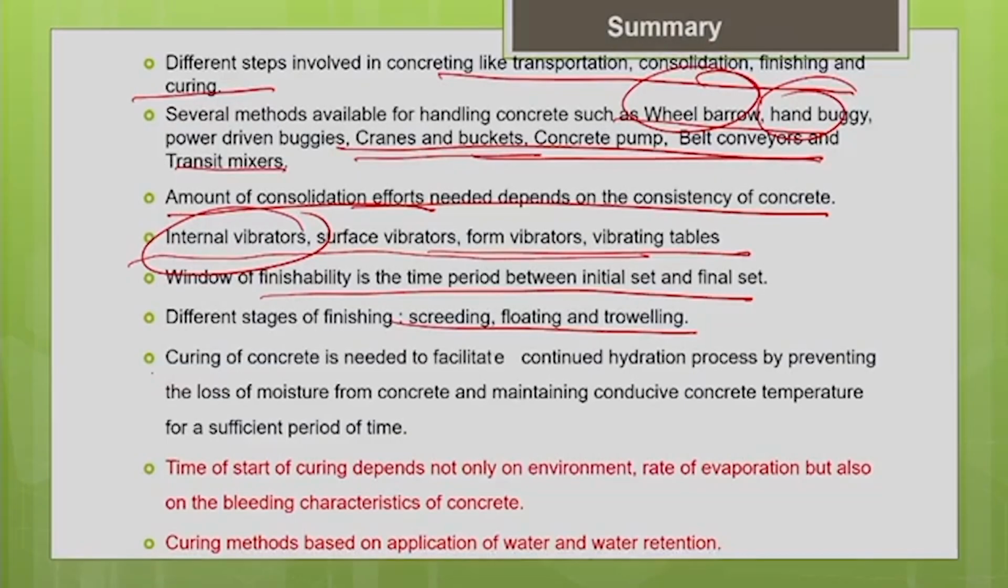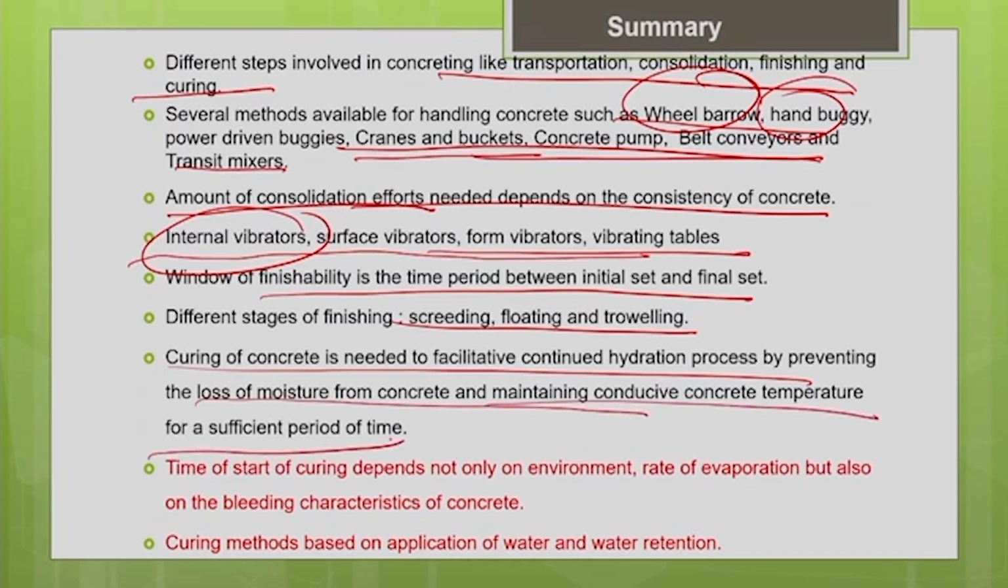Then, coming to the curing of concrete, curing is a very important step. It helps facilitate the continued hydration process. Based on curing only, you can have a very good microstructure in the concrete. So, why do we do curing? We need to prevent the loss of water or moisture from the concrete, and we need to maintain the concrete temperature, so that the hydration process will continue for a longer time. That is the reason we should go for curing of the concrete.